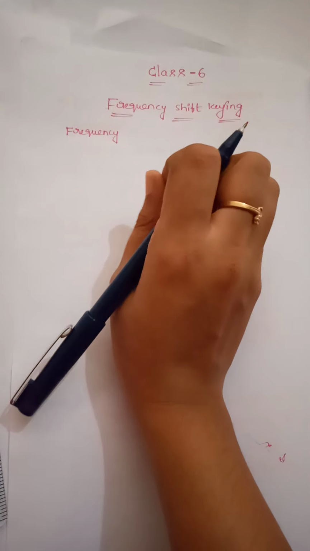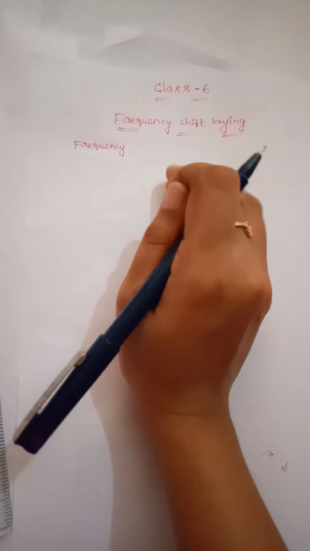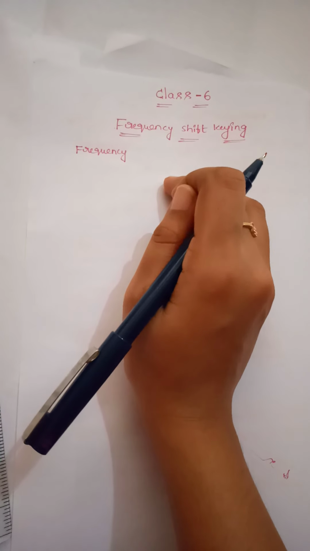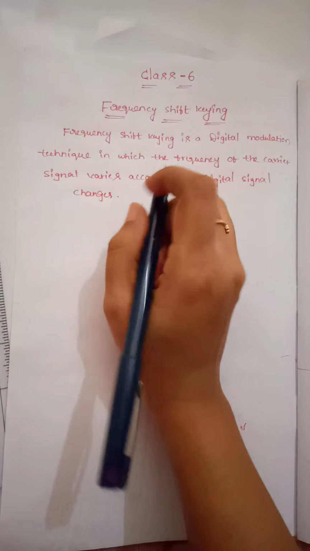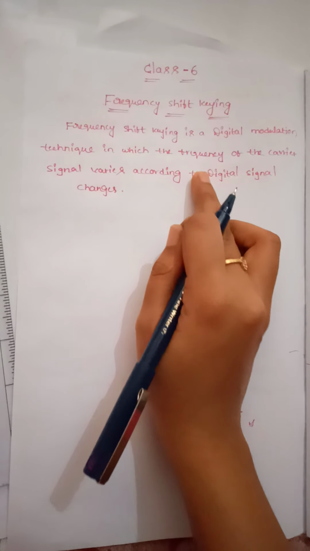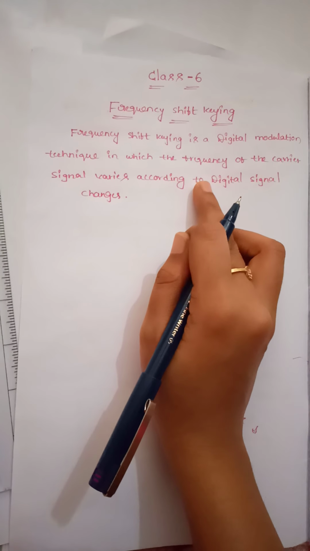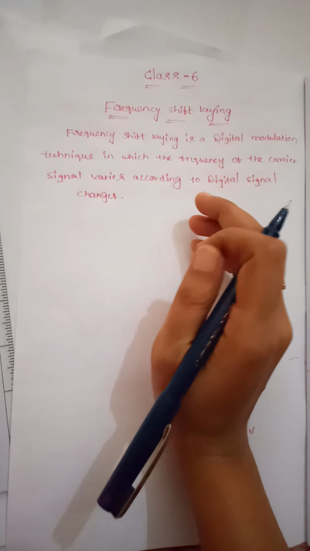Frequency shift keying is a digital modulation technique in which the frequency of the carrier signal is varied in accordance with the digital signal changes. I will write the definition here. This is the definition of frequency shift keying. The frequency of the carrier is shifted either up or down to represent a binary value or a specific bit pattern.